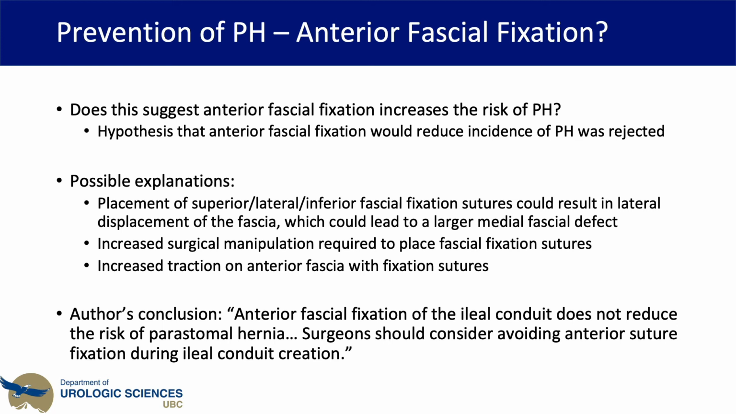Now, in their paper, they talked about possible explanations for this. I think Dr. Black has suggested a reasonable one. Their thought was maybe placement of these fascial fixation sutures, which are placed superiorly, laterally, and inferiorly, could actually result in lateral displacement of the fascia and leave a medial defect, which is where the parastomal hernia would develop. There's also thought about increased surgical manipulation or increased traction on the fascia could predispose to hernias.